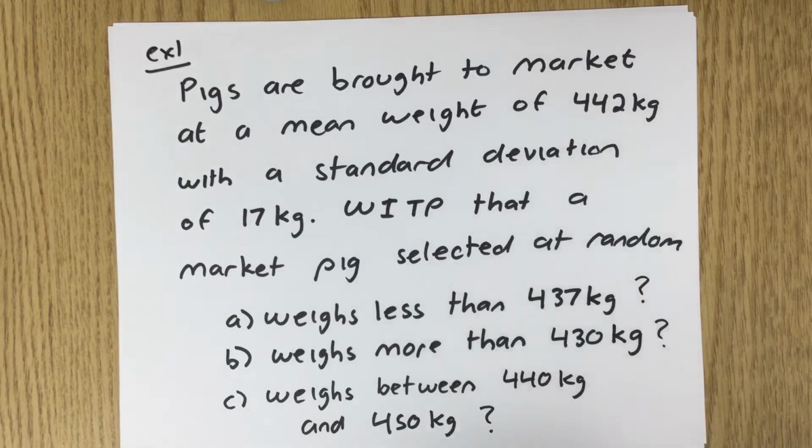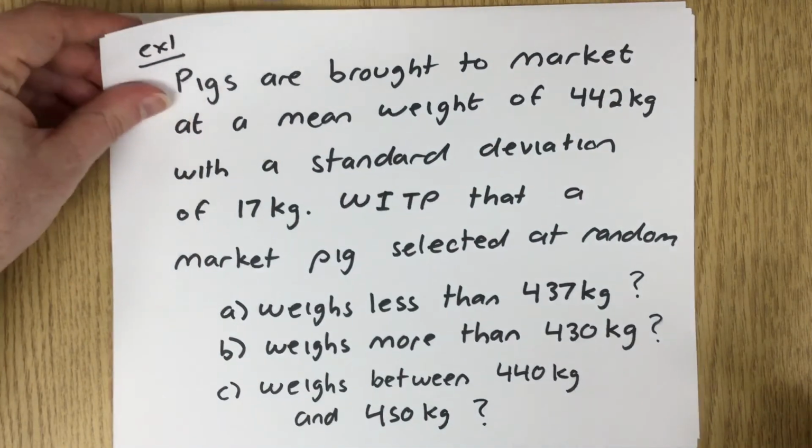So finally, an example of how we're actually going to use all this stuff. So let's say pigs are brought to market at a mean weight of 442 kilograms with a standard deviation of 17 kilograms. What is the probability that a market pig, selected at random, A weighs less than 437 kilograms, B weighs more than 430 kilograms, and C weighs between 440 and 450 kilograms?